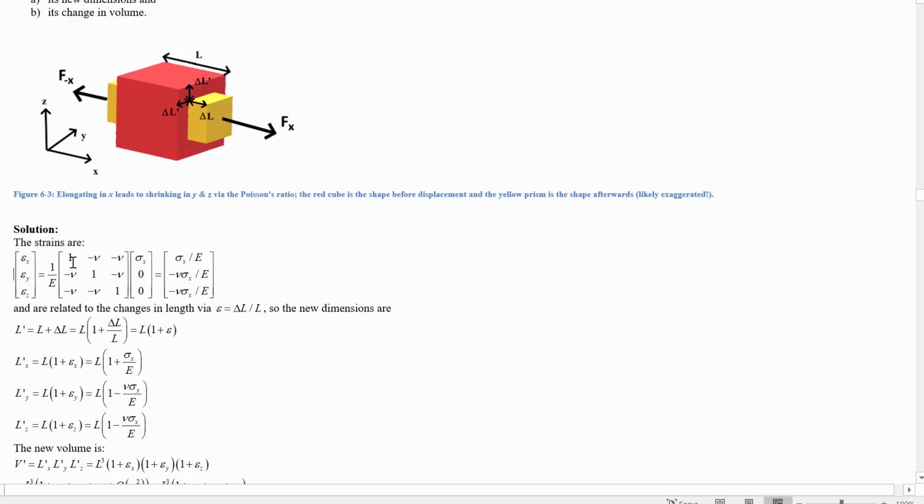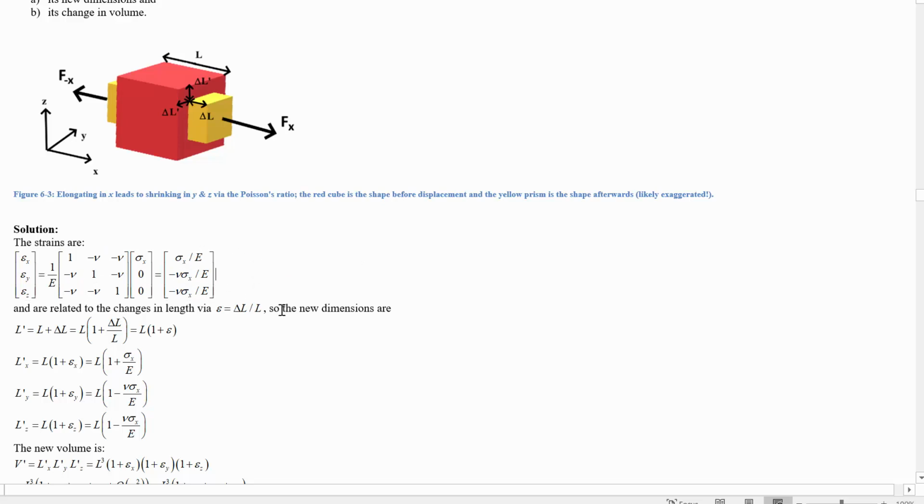So the strain in x is going to be this first row times that, which ends up being just sigma x, and then we bring the 1 over E inside and it becomes over E. The second row times that, it'll be this first negative nu that still survives, and then same thing for the third row. So here's the new strains.